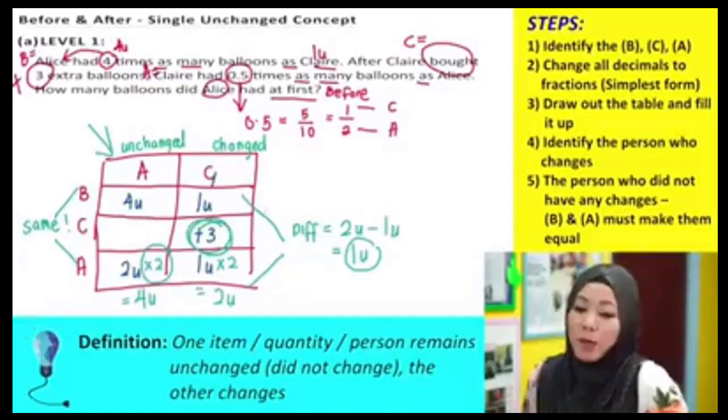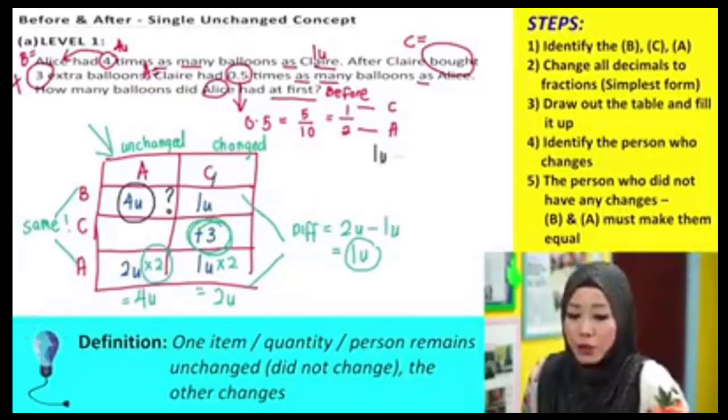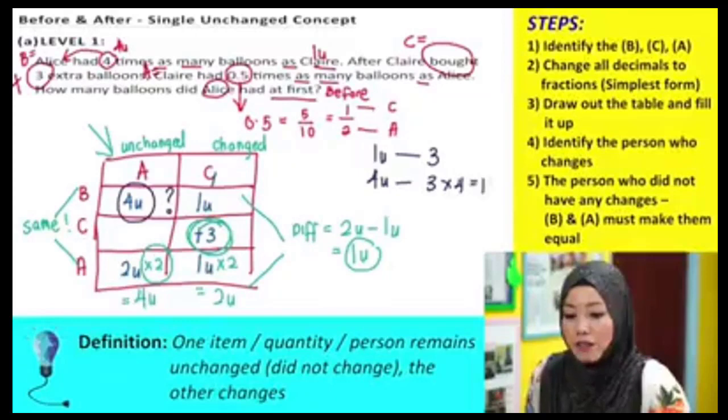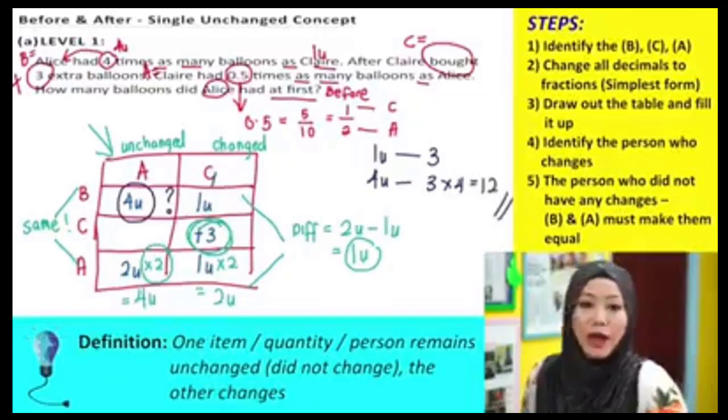So can we solve the sum already? Yes, we can. 1 unit represents 3. I want to find how many units? 4 units. 4 units is 3 times 4. This gives me 12. And this is my answer.